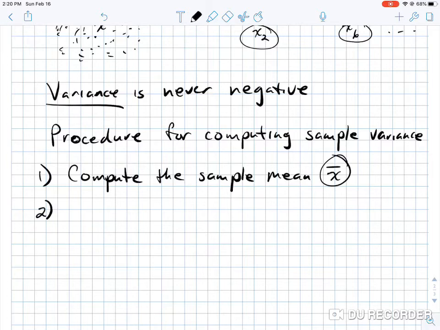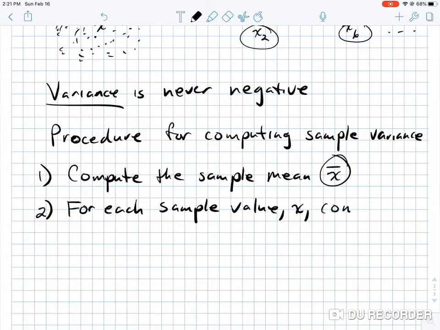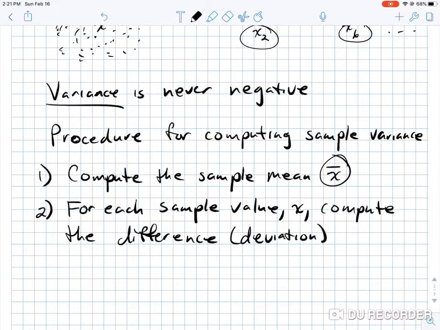All right, now, second step, for each sample value, which of course is denoted as x, you're going to compute the difference. All right, so compute the difference, and the difference, which is of course the deviation, we have this sample value, okay, so that is your deviation there.